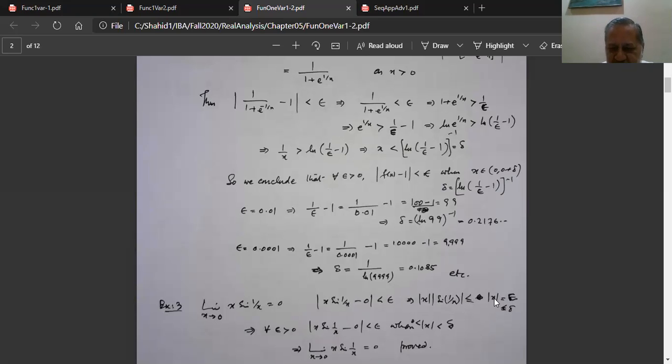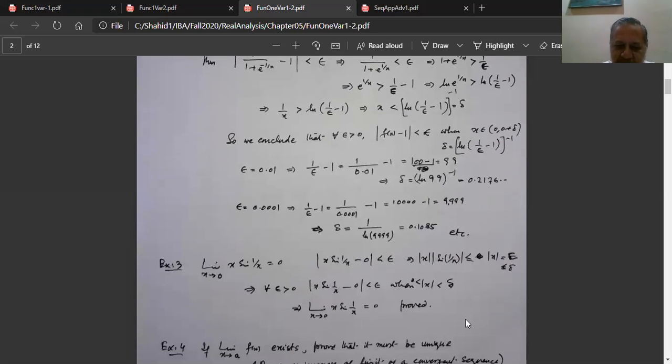So mod x remains less than or equal to epsilon, and epsilon and delta in this case are the same, because this mod x simply means x minus 0. So whenever the modulus of f(x) minus 0 is less than epsilon, x minus 0 is less than delta, which is the same as epsilon. So in this example, epsilon and delta are the same. And with this, it also proves that whenever epsilon is chosen, we can choose delta to satisfy the epsilon-delta definition of limit. And it is proved that this function has limit 0.